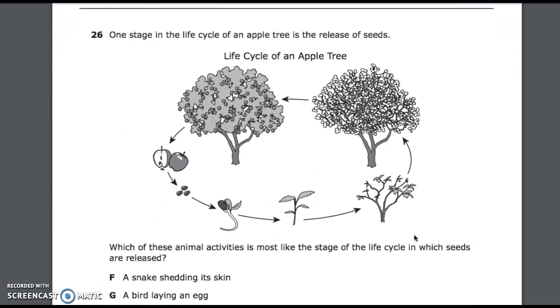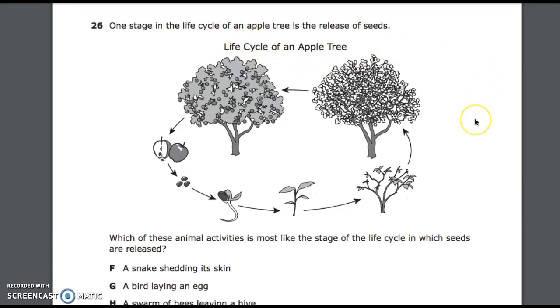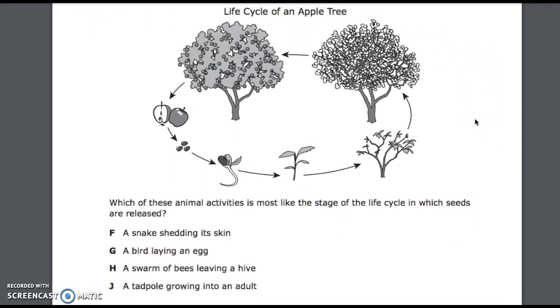Number 26. One stage in the life cycle of an apple tree is the release of seeds. Life cycle of an apple tree. Which of these animal activities is most like the stage of the life cycle in which seeds are released? A snake shedding its skin, a bird laying an egg, a swarm of bees leaving a hive, a tadpole growing into an adult.